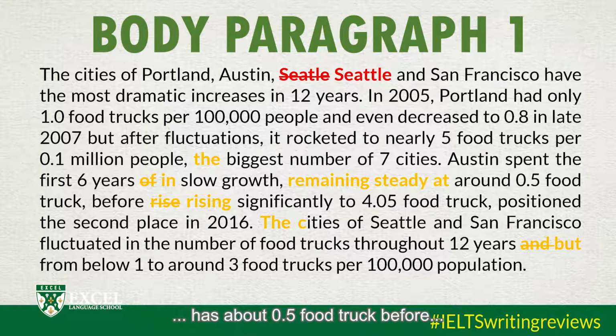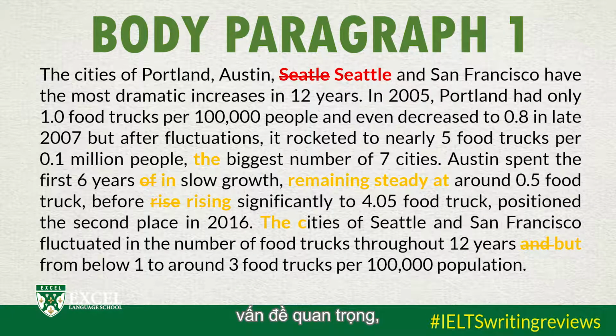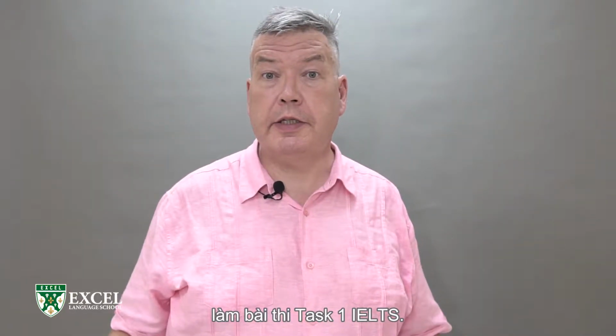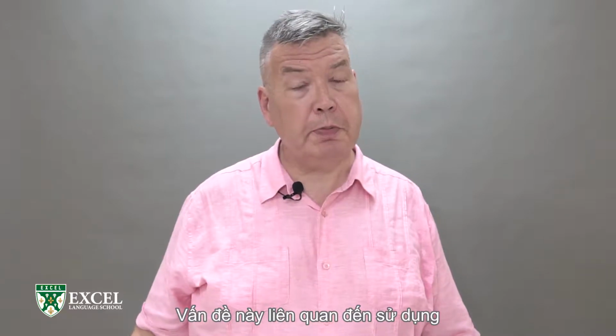So next, you'll see at around 6 lines into the second paragraph, the student has written that the city of Austin has about 0.5 food truck before rising significantly. And this raised an important detail, I thought, which is especially important if you're going to be writing a Task 1 essay. Now, this detail is what is singular and what is plural.